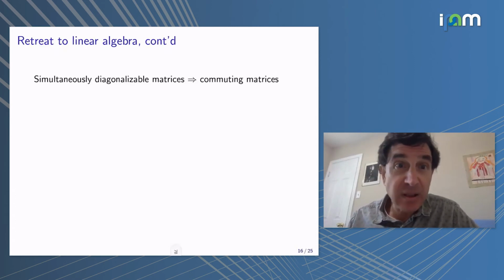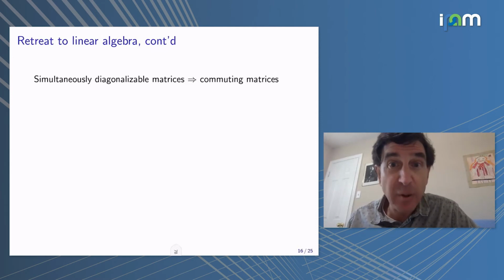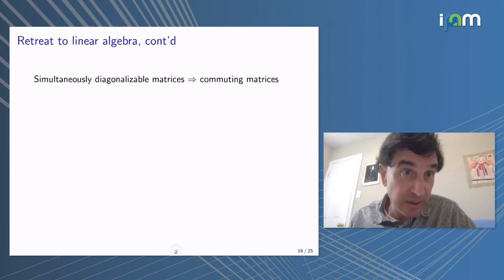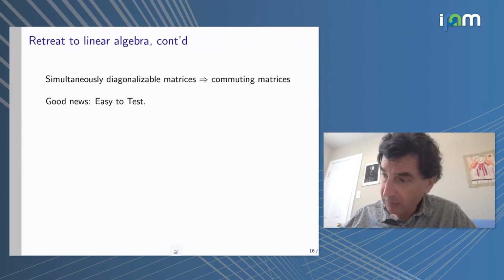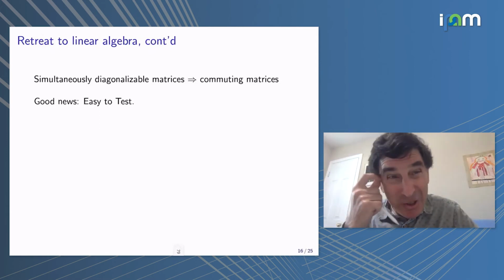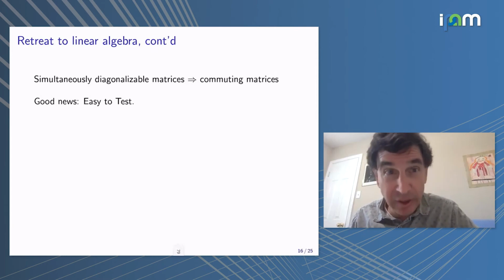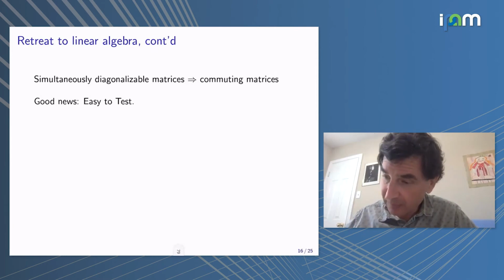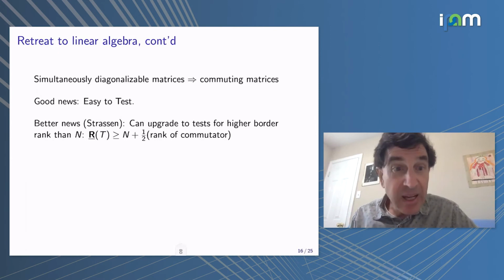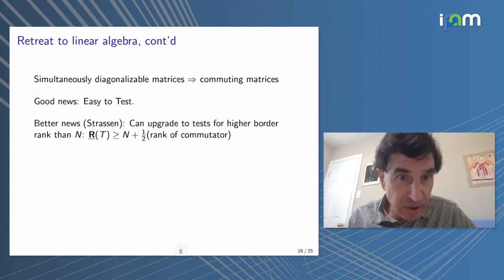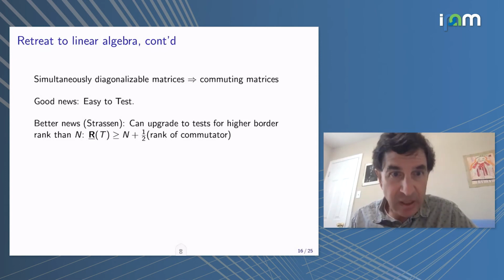Well, if the matrices are simultaneously diagonalizable, then it's necessary that they must commute. And the good news is it's very easy to test if two matrices commute. It's a degree two polynomial, their commutator. And even better, and this is due to Strassen, this whole idea that I'm describing is from 1983, you can upgrade this to tests for higher border rank than minimal.